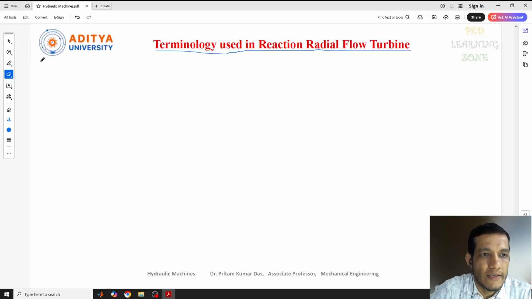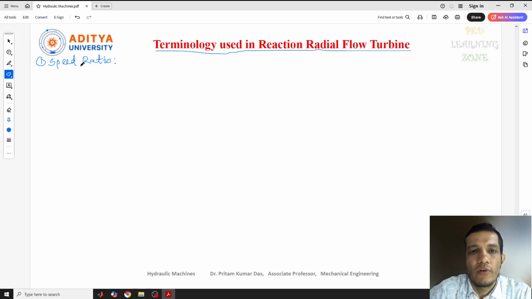The first terminology I'll consider here is known as speed ratio. The speed ratio is the ratio of the velocity of the turbine, or velocity of the blade, or we can say the tangential velocity of the blade, with respect to the velocity of the jet at the inlet condition. The speed ratio can be denoted by phi.